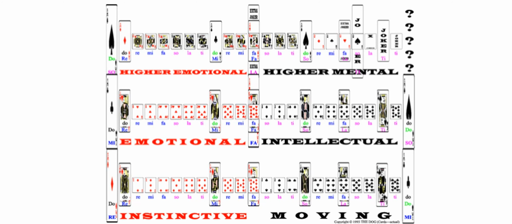The six tallest cards, located on the inner notes of an octave in scale 0, are the aces and jokers, and represent the six centers of function of a human being: the instinctive, the ace of diamonds; moving, the ace of clubs; emotional, the ace of hearts; intellectual, the ace of spades; higher emotional, the extra joker; and higher mental, the joker.